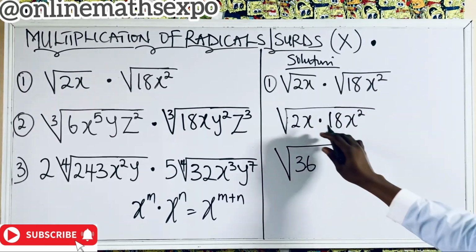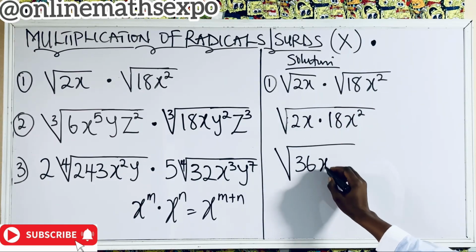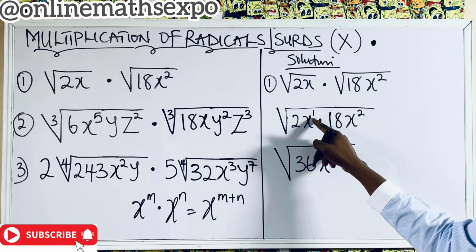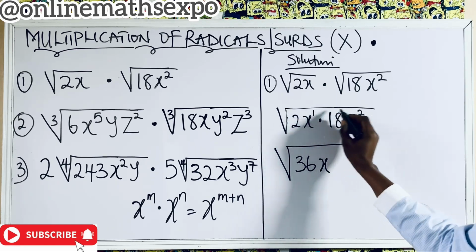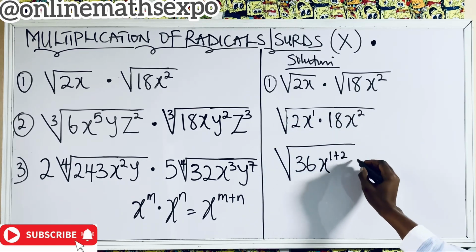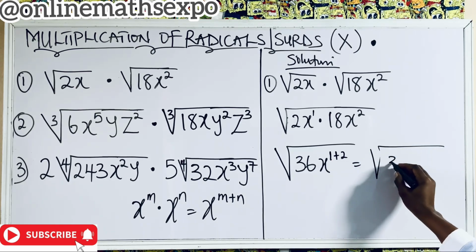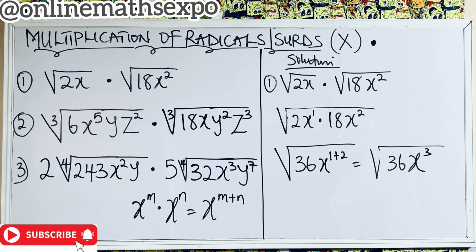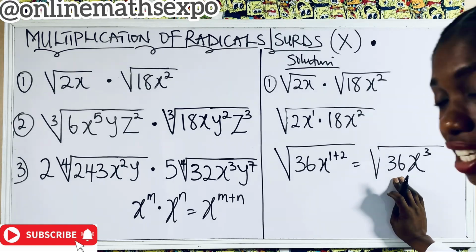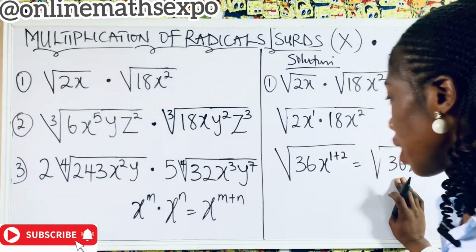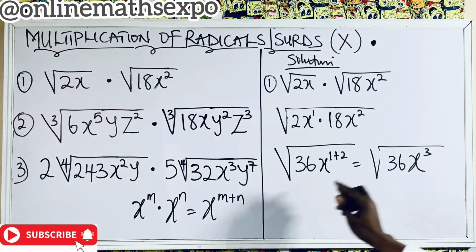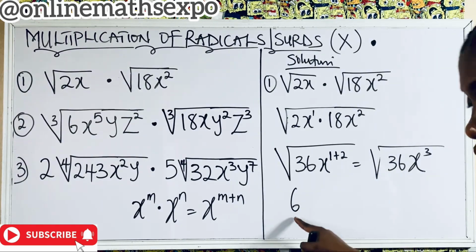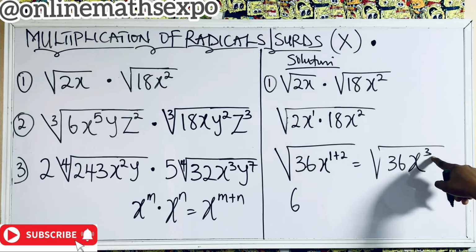Okay, so here we are multiplying this. You are going to add your powers. Here is 1 and this is 2. And when you add 1 and 2 together, you see what it gives us. We are going to have square root of 36x raised to the power of 3. So you see here now 36 is a perfect square, okay? And because of that, the square root will give us 6. So it will be out of the root. Then we have x to the power of 3.